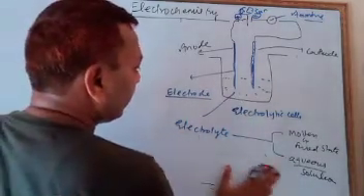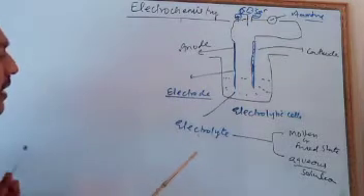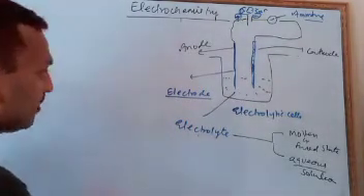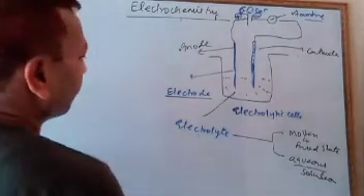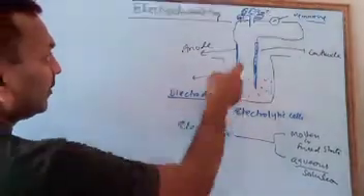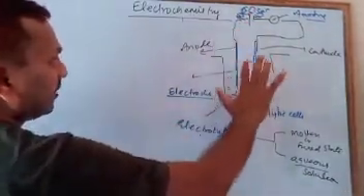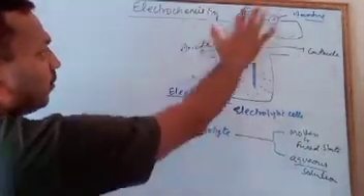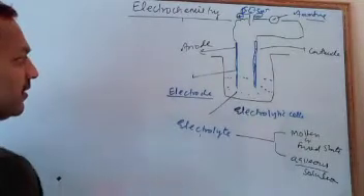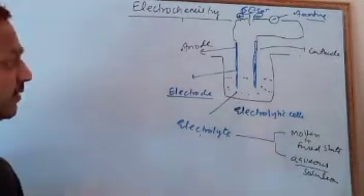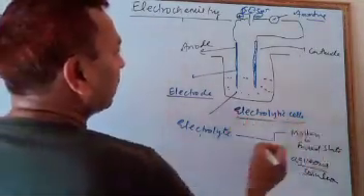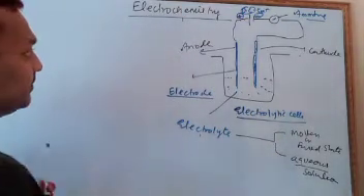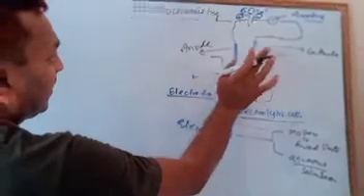So what we said is the decomposition of electrolyte by the passage of electricity through the electrolyte. This whole process is known as electrolysis, and this is the cell, the electrolytic cell. Electrolysis takes place in an electrolytic cell. Suppose these are the electrodes.